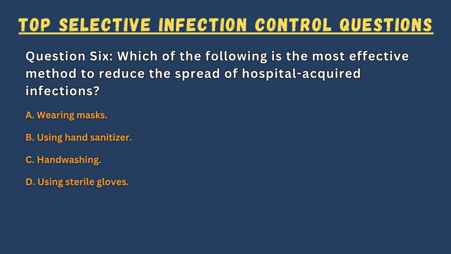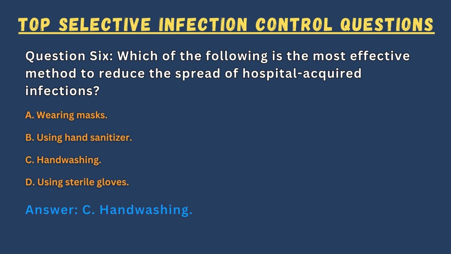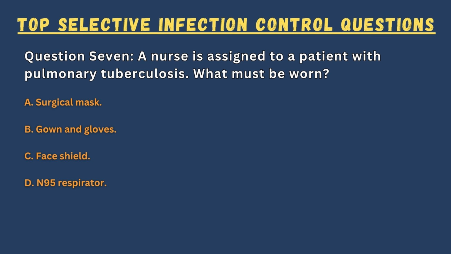Question 6. Which of the following is the most effective method to reduce the spread of hospital-acquired infections? A. Wearing masks. B. Using hand sanitizer. C. Hand washing. D. Using sterile gloves. Answer: C. Hand washing.